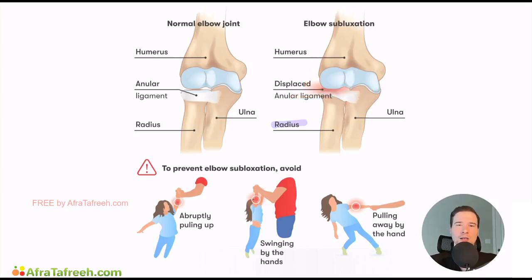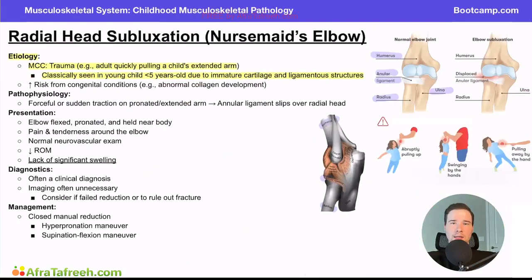And the pathophysiology is entirely based on the mechanism of injury. So here's the mechanism. A traction force occurs, the radius is pulled out, the annular ligament then slips under or on top of the radial bone, and this can be a source of pain for the patients. Additionally, patients are at increased risk if they have congenital conditions such as abnormal collagen development. And again, this makes sense when we think about our pathophysiology, and that a ligamentous structure is actually getting trapped in between bones or in between a joint here. And so patients who have a collagen defect are more likely to have this occur. The pathophysiology is that a forceful or sudden traction on a pronated/extended arm leads to annular ligament slipping over the radial head.